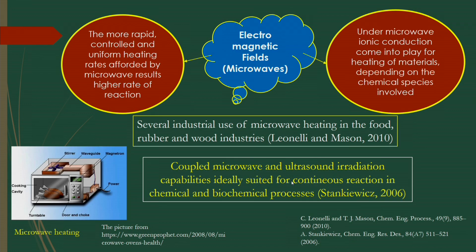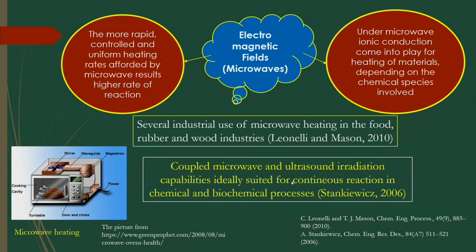Electromagnetic fields are another important process intensification method. Nowadays everybody uses a microwave oven for heating. More rapid, controlled and uniform heating can be done by microwave, which results in a higher rate of reaction. And under microwave, ionic conduction comes into play for the heating of materials, which depends on the chemical species involved in that particular reaction.